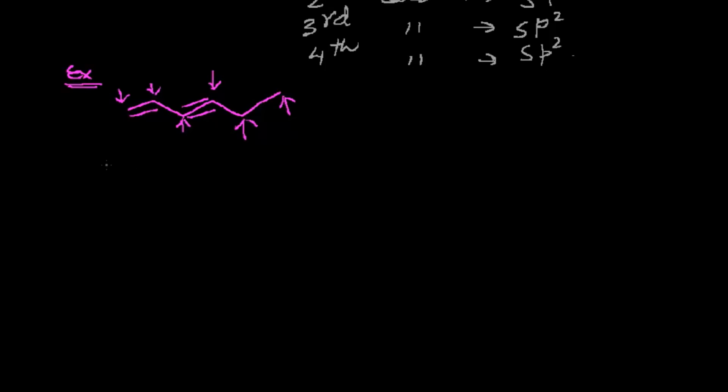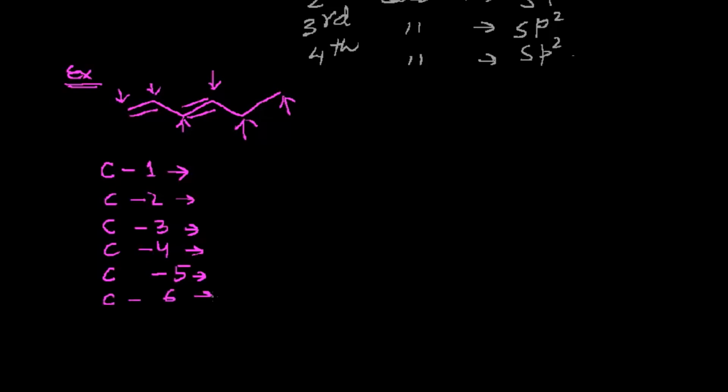So I'm just writing it is C1, then it is C2, then it is C3, C4, C5 and C6. So based on this, again let us begin to solve this question.